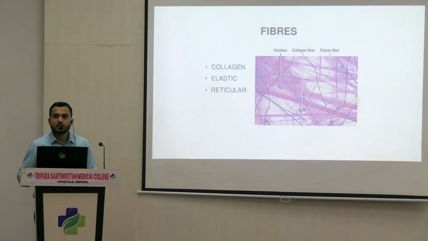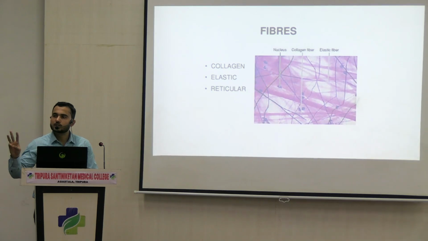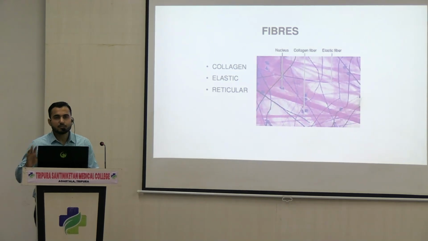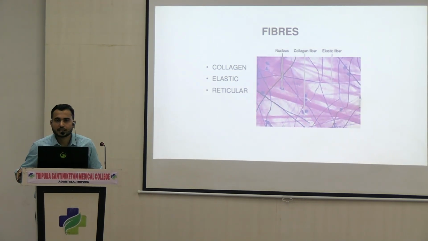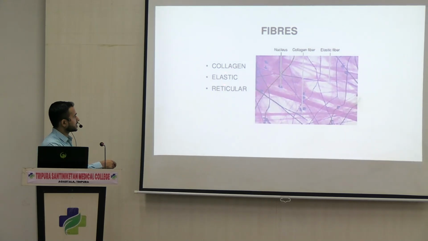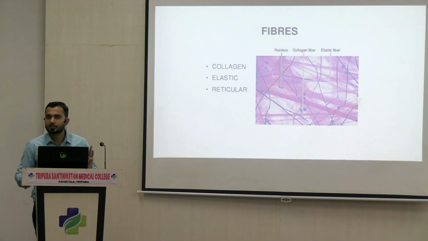So that is all about the cells. Three components are there in the connective tissue. What are those three components? First, cells. इसके बाद क्या आता है? Fibers. Okay, fibers. So how many types of fibers are there? Again, three types of fibers are there. What are the three types? Collagen fibers, elastic fibers, and reticular fibers. These are the three different types of fibers present in connective tissue.